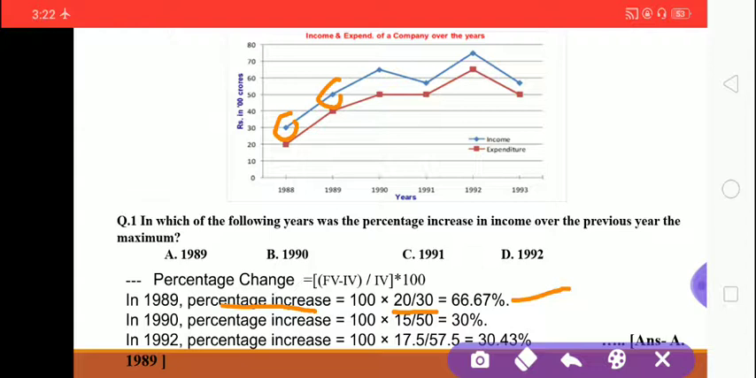Similarly, you have to calculate for 1990. That means the final value is this one and the initial value will be this one for the blue graph. So the final value here is this.